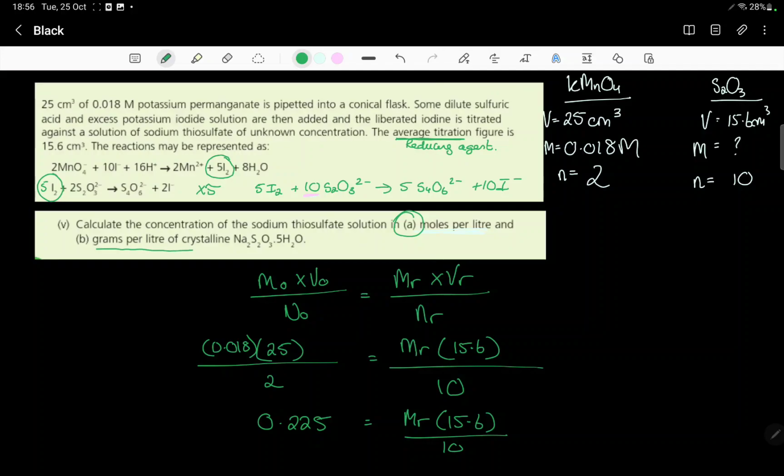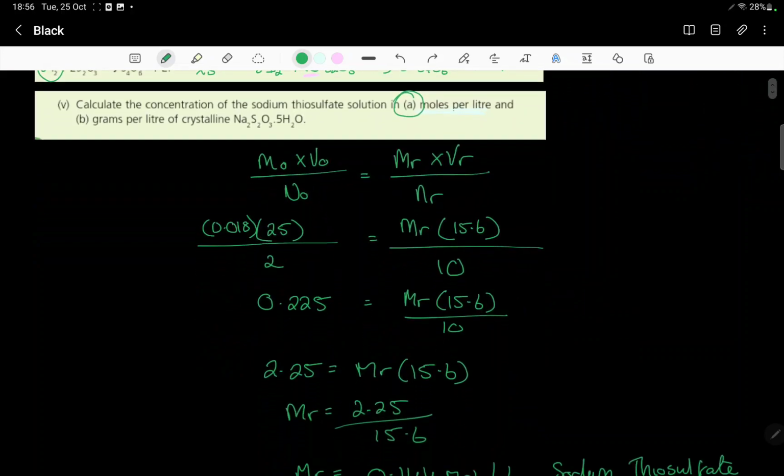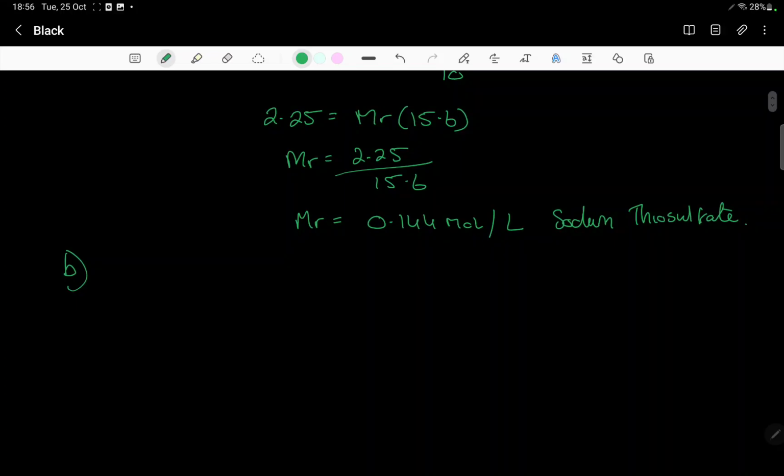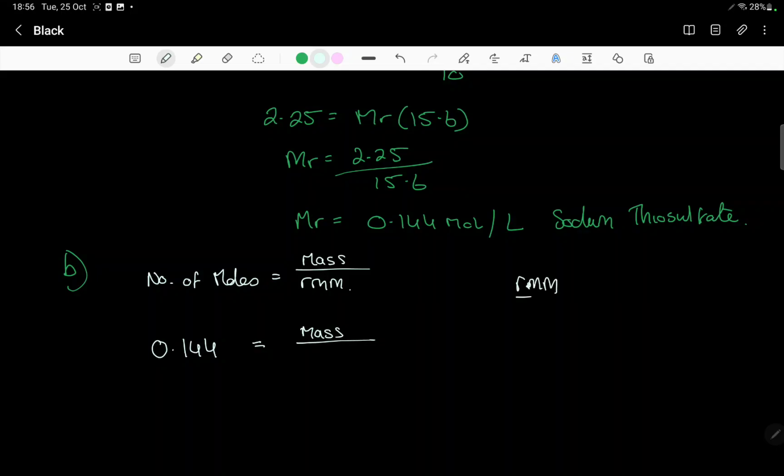We need to get the grams per litre of this crystalline solid, which is the sodium thiosulfate. And this is part B of the question. For that, we're going to use this formula. Number of moles equals mass over relative molecular mass. So we have the number of moles, 0.144. We're trying to find out what the mass is. We need to get the relative molecular mass.